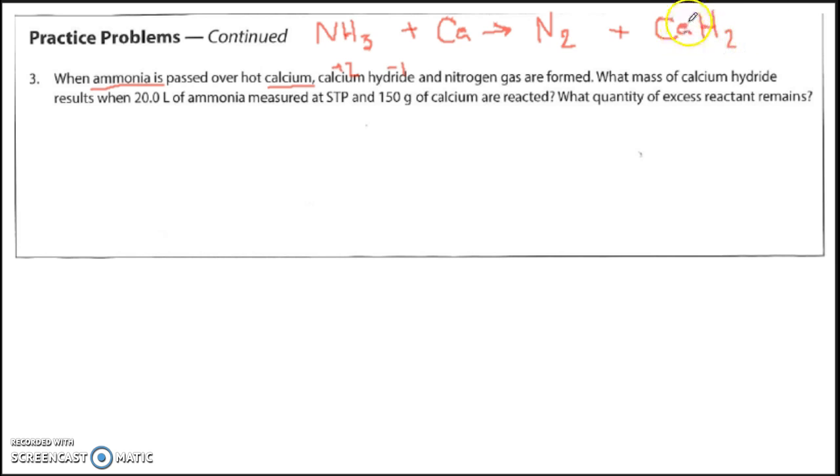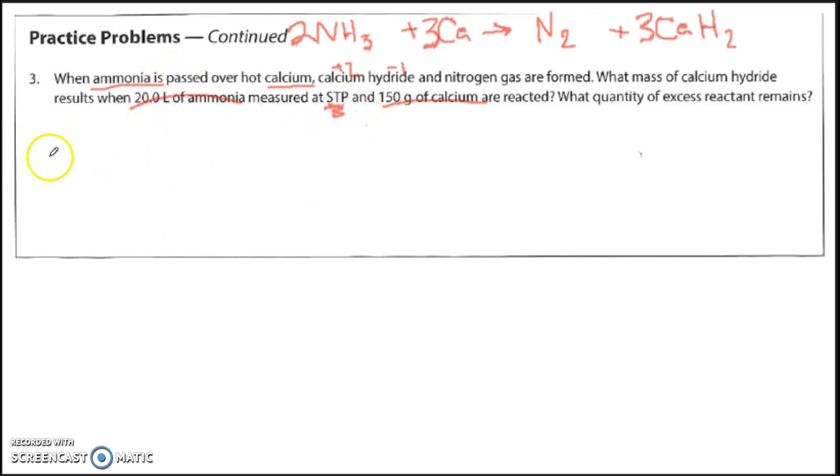So to balance this, I notice I've got 2 hydrogen, 3 hydrogen, so I'm going to need to double that. Put a 3 in front of the calcium hydride. That gives me a balanced number of nitrogens, but I do need to balance out that calcium with 3. So now I have a balanced equation. And it says what mass of calcium hydride results when 20 liters of ammonia, so this is my first given, is measured at STP, my magic letters there, and 150 grams of calcium. So I've got 2 reactants. 2 reactants set up 2 problems.